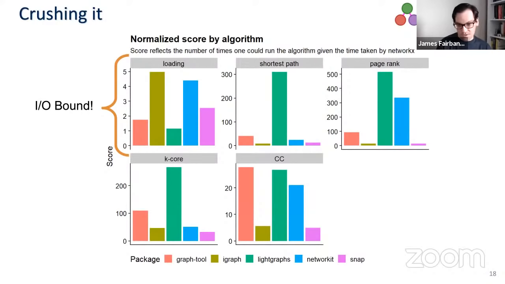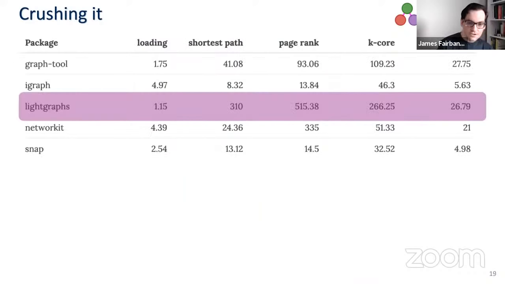So what this tells me is, one, we're doing great on having high-performance graph algorithms, and two, we need to invest some more time in loading the data. This is the same data presented in table form, and you can see that for things like PageRank and K-core, we're hundreds of times faster than NetworkX, and 10 times faster than the next competitor on some of these things.